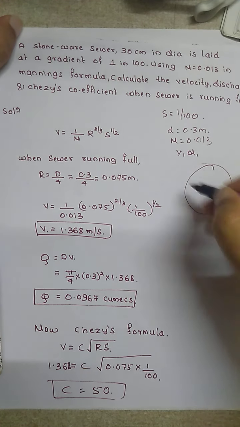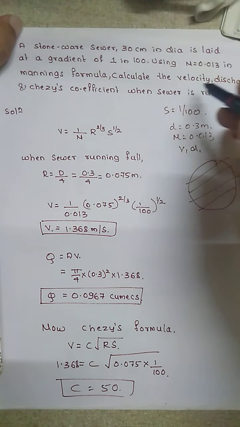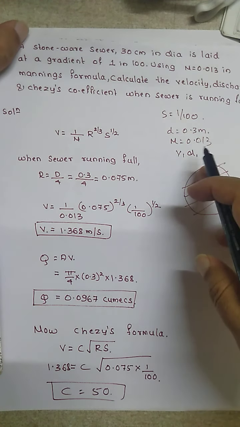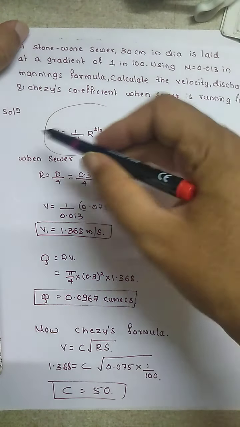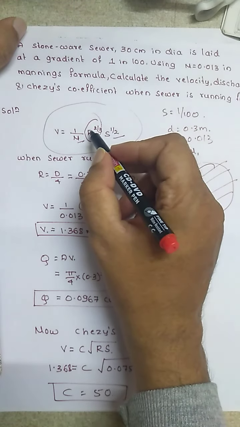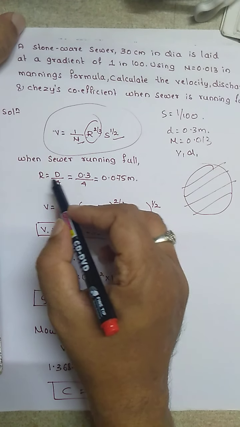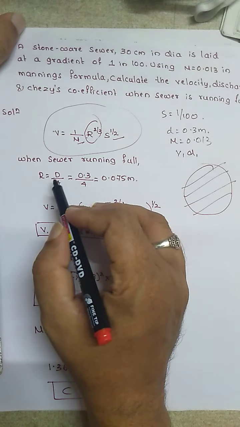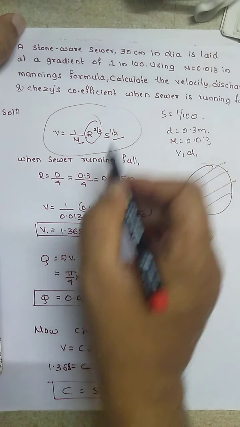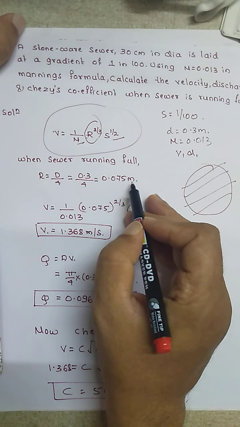Again here, the condition they have given is that the sewer is running full, and you need to determine the velocity and the discharge by using Church's coefficient. Now again your primary objective is Manning's formula. In Manning's formula you already know N and S, you need to determine R. If you determine R, then V can be easily determined. In order to determine R, when the sewer is running full, R is D divided by 4, which is 0.3 divided by 4. Why 0.3? Because the 30 centimeter has been converted into meter. So it is 0.075 meter.